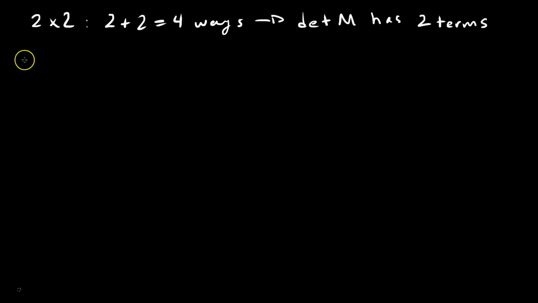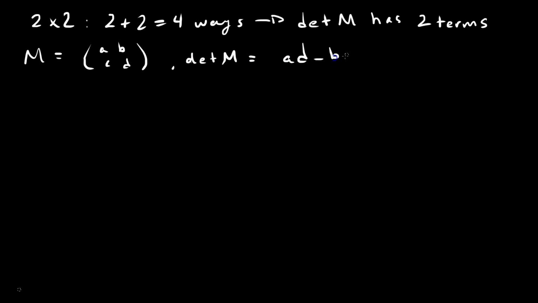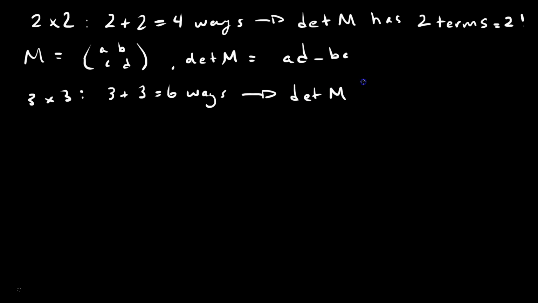Remember, for m equals a, b, c, d, the determinant of the matrix was nothing more than ad minus bc. That's 2 terms, and 2 terms is 2 factorial. For the 3 by 3 case, we can write the determinant in 3 plus 3 equals 6 ways, as we saw in the previous video, and then we found the determinant actually has 6 terms.